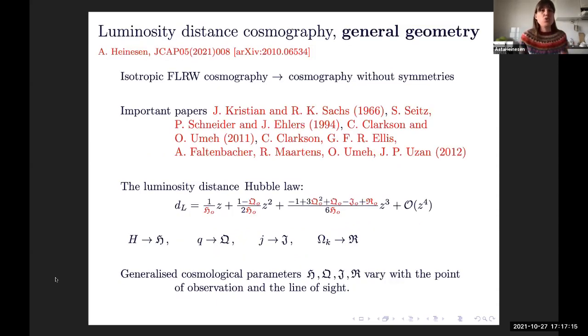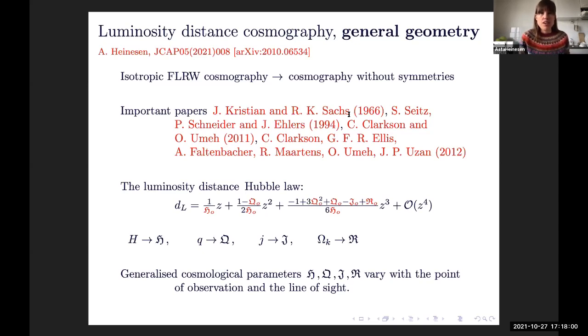So the task now is to generalize these isotropic cosmographic results to a cosmography without any exact symmetries. And the results I'm going to show you here, first for luminosity distance, are given in this paper, and it relies on results from previous papers by, for instance, Kristian and Sachs, who I think were the first to write down serious expansions of cosmological observables.